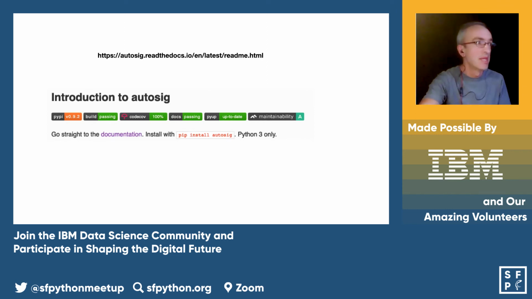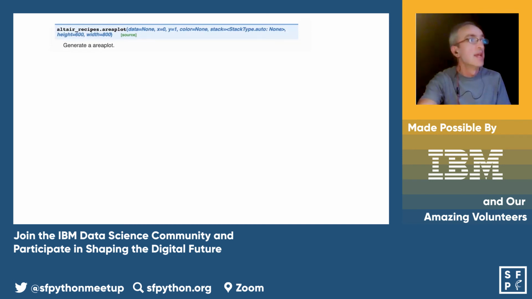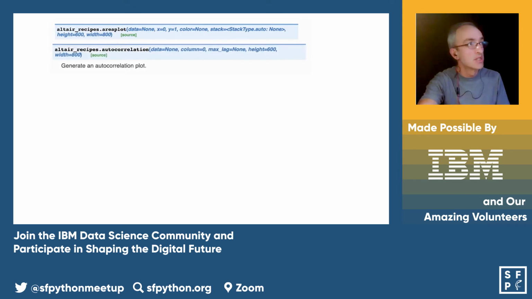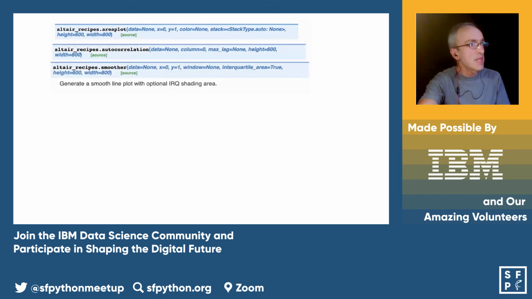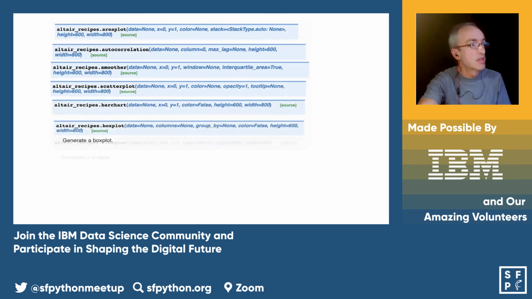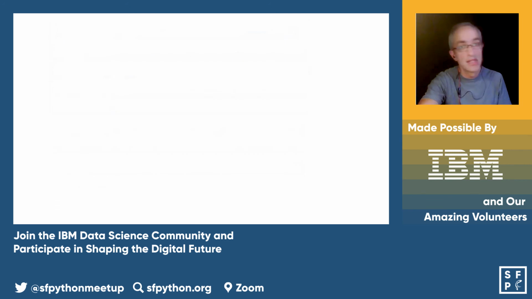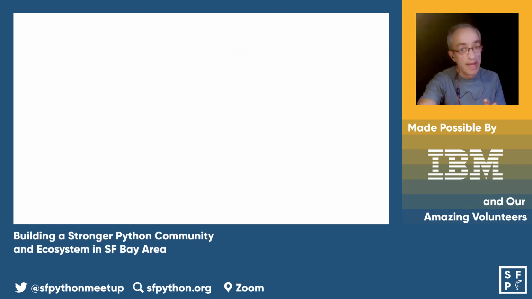It did help me. And just to quickly run through the other charts that I decided to include so far: the area plot, the autocorrelation plot, the smoother, the scatter plot, the bar chart, the box plot, the line plot, the heat map, and that's it. They're all compatible with Altair. You can go from one library to the other very easily and combine them.